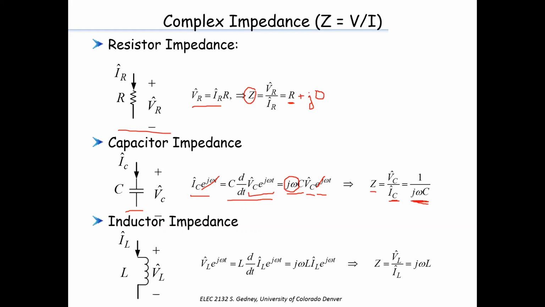So I said the impedance of a capacitor, that is the ratio of the phasor voltage across the capacitor to the phasor current, is equal to 1 over j omega, where omega is the radial frequency of my sources, times the capacitance C.